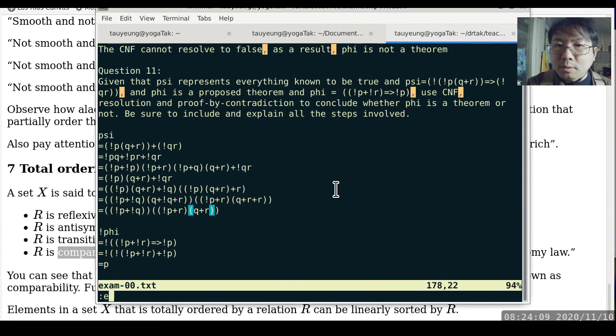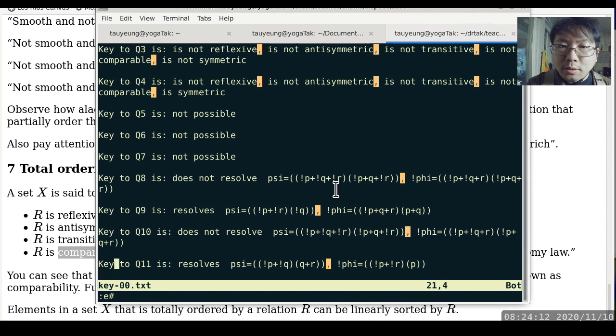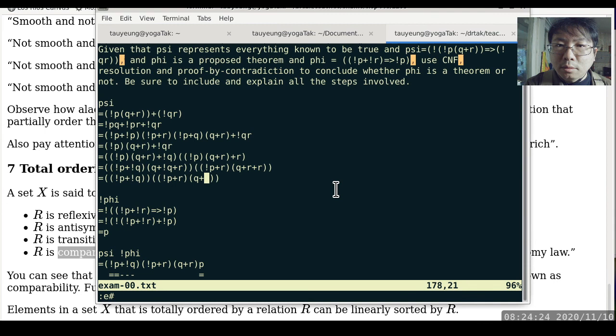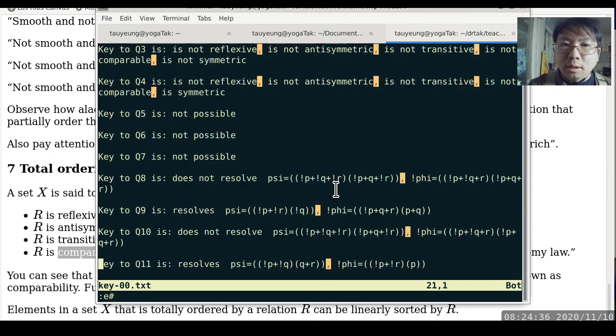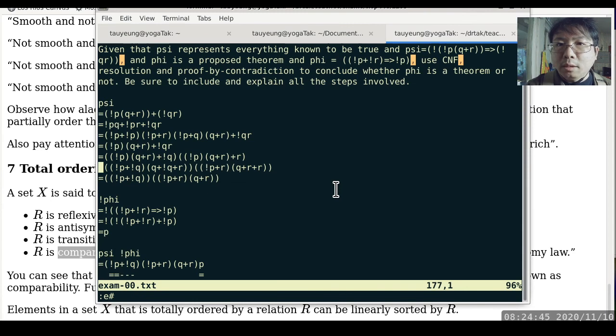All right, so the key is telling me that psi resolves to not P or not Q, and then Q or R. So we got the Q or R, not P or not Q, and this term is the one that is in question. Not P or R is missing here, but it is in mine. Okay, so we have to ask, why is it there?